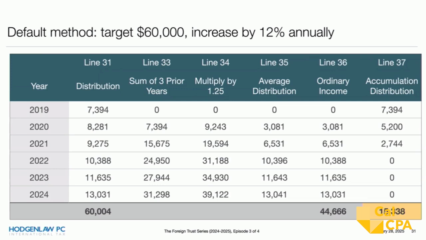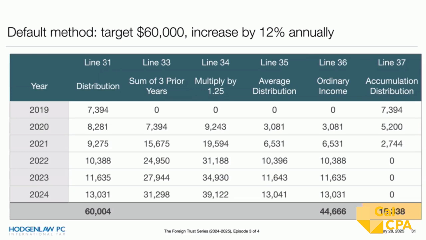So here I have an example of starting low, $7,394 for the first year distribution, increasing that distribution every year by 12%, ending up with a $60,000 distribution, rounding, 60,004 here. And you can see that in the first example, we had 17,500 of accumulation distribution that was taxed at a higher rate, whereas in this methodology, we have $15,338, which was taxed as an accumulation distribution. So not fun, but not as bad as the giant lump sum all at once.